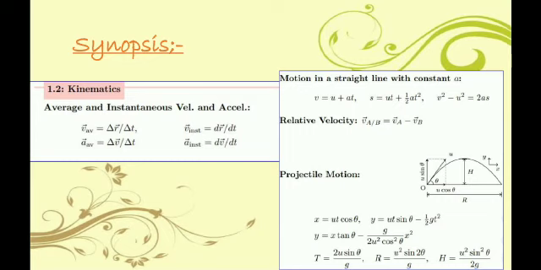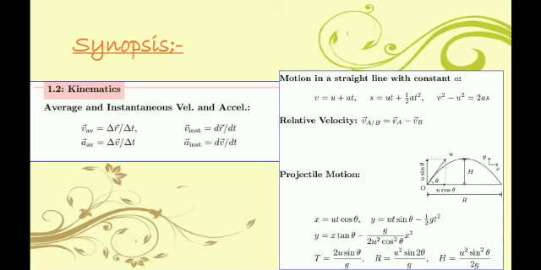Projectile motion. You can see the graph on the side. Let the x-axis be u cos theta and the y-axis be u sin theta. Let the body be projected with velocity u making an angle theta. Then x is equal to ut cos theta, and y is equal to ut sin theta minus half gt square. So y is equal to x tan theta minus g by 2 u square cos square theta into x square.